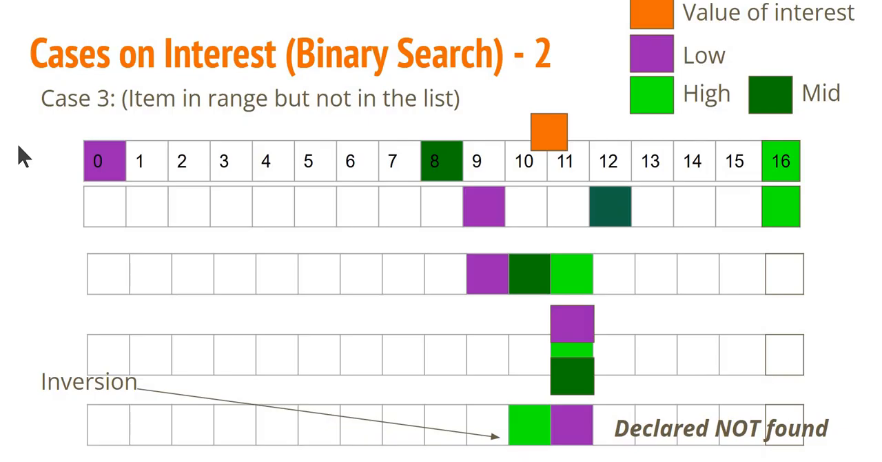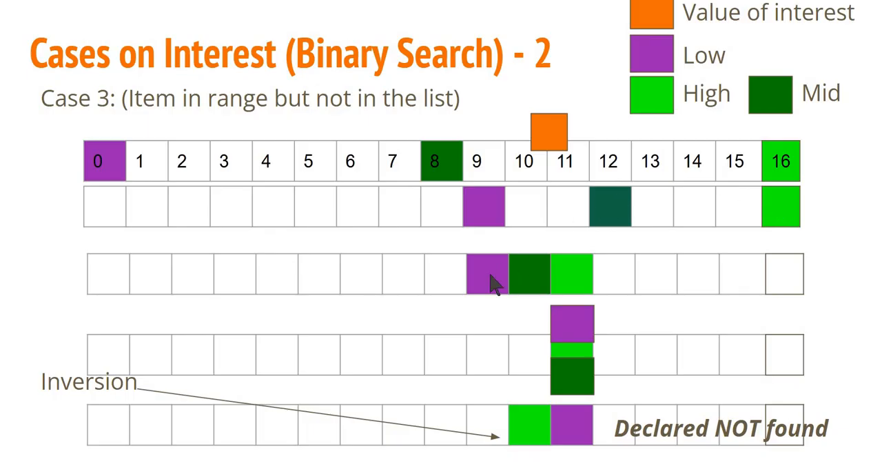Let's look at case number 2, which is a situation where the item is in the range but not in the list. For example, let's say between 10 and 11 of this list. I start searching with low and high as set up. I search at 8. The moment I search at 8, I know that the item is not in the left half, which means my low moves to mid plus 1. This time around, I find that the item being searched is smaller than the mid value, which happens to be 12 here. So I move my high pointer to mid minus 1.